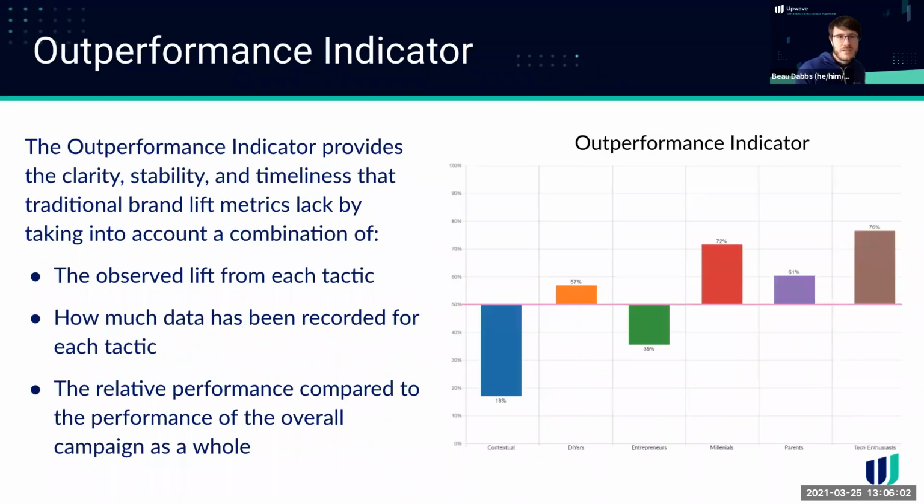But the Outperformance Indicator can provide the clarity, stability, and timeliness that traditional brand lift metrics lack by taking into account a combination of the observed lift for each tactic, the accuracy of those lift estimates, and the relative performance compared to the overall campaign as a whole.